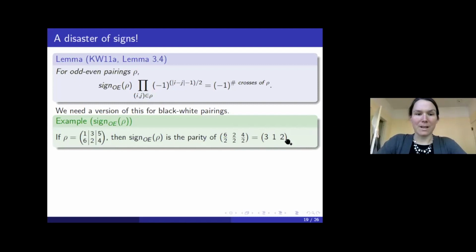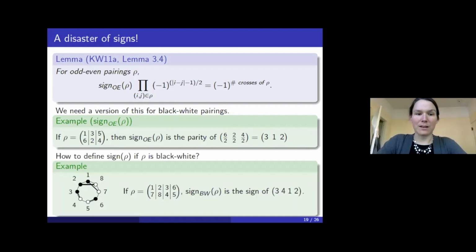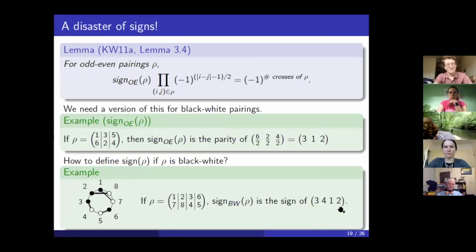You can define the sign of a black-white pairing really similarly. If you have a black-white pairing, you can write the black nodes in increasing order and the white nodes that they're paired with, and then just subtract 4 from each of the white nodes, because this is a graph with 8 nodes. The black-white sign of the pairing is just the sign of the permutation 3, 4, 1, 2.